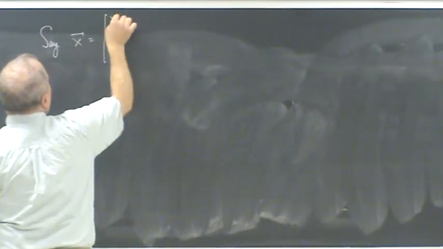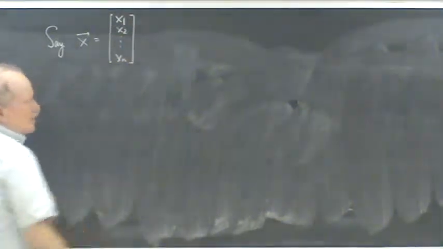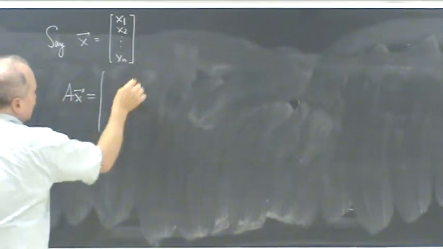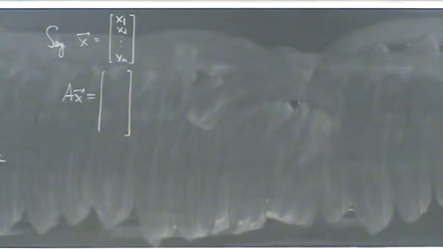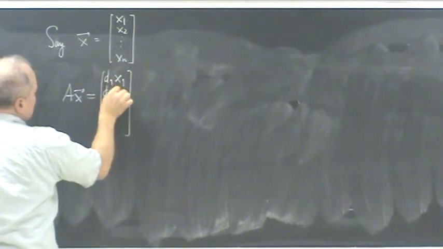All right, say you took a vector x1, x2 up to xn, and you computed Ax. What would you get? If you multiply this matrix by x1 up to xn, you get d1 x1, d2 x2, and so on.